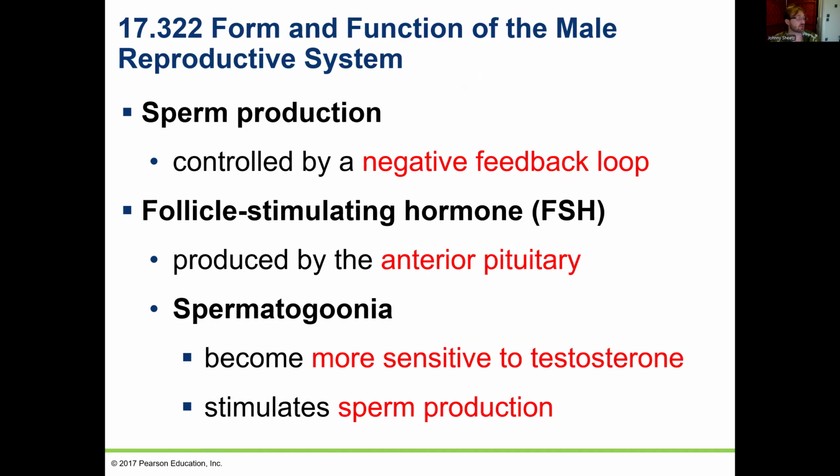Now, sperm production is also controlled by a negative feedback loop. This is going to be mainly controlled by follicle stimulating hormone, which is going to be produced by the anterior pituitary as well.